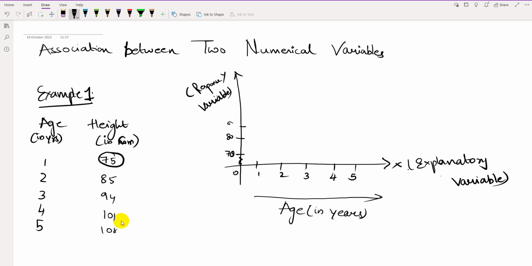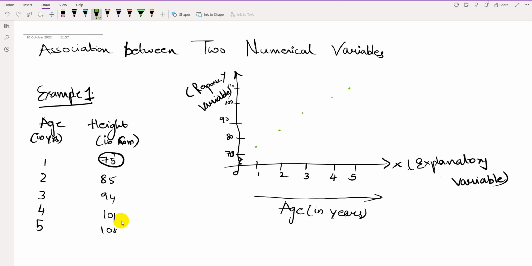80, 90, 100, 110. How are you going to draw? For 1 it is 75. For 2 it is 85. For 3 it is 94. For 4 it is 101. For 5 it is 108.